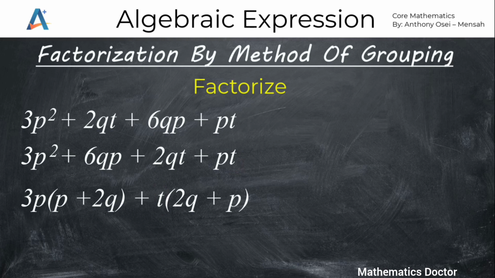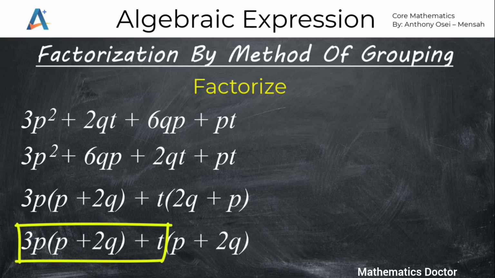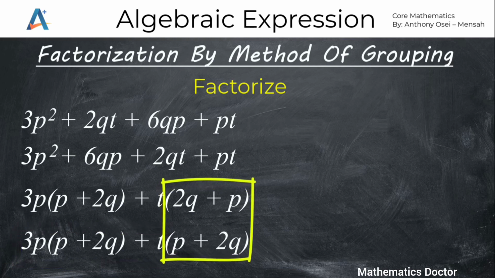Now, if you check this particular expression, we can rewrite this well. Those in the bracket are the same. This is p plus 2q, and this is 2q plus p. In effect, it's the same. That gives us chance to change the order of arrangement. So let's rewrite it well. So 3p into bracket p plus 2q plus t. We will change the order of arrangement, making it p plus 2q, which is still the same.